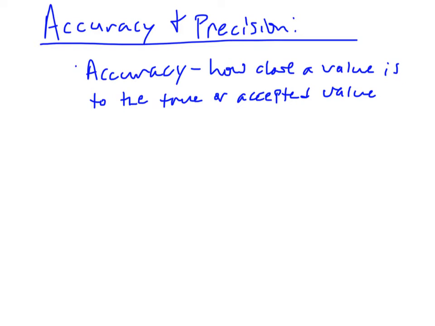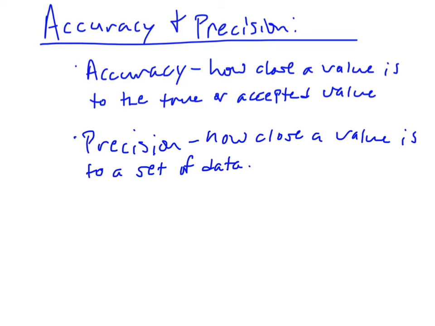Let's go ahead and define accuracy and precision so that we can further explain the relation to significant digits. Accuracy is how close a value is to the true or accepted value. And precision is how close a value is to a set of data. In accuracy, where we have a true or accepted value, we're saying that we as the scientific community, after doing a bunch of experiments and getting the same results over and over again, have all decided that that will be the true or accepted value.